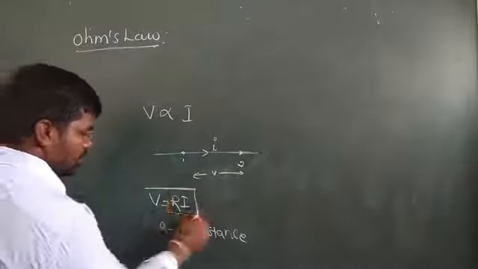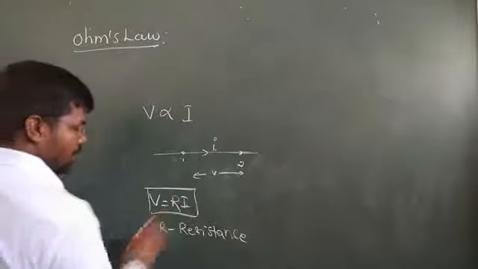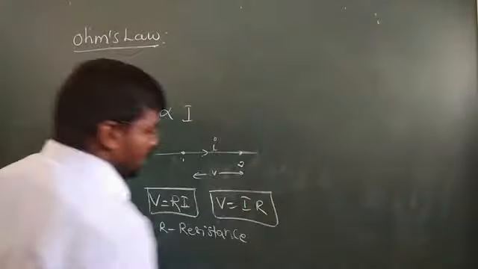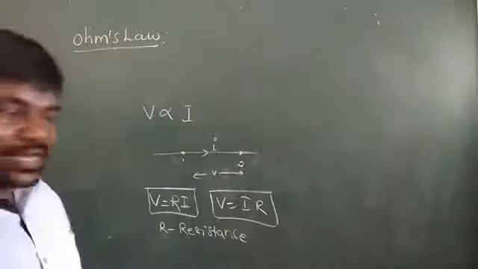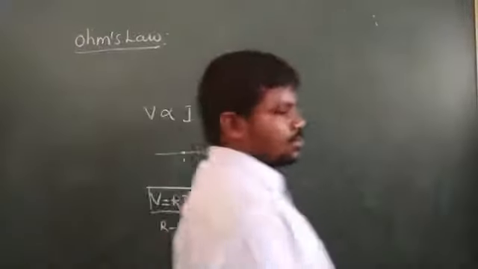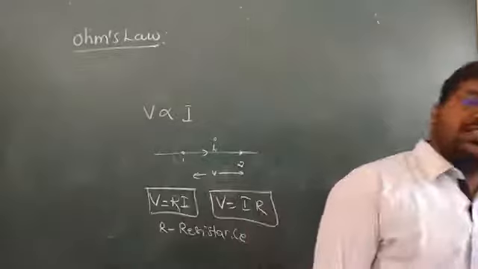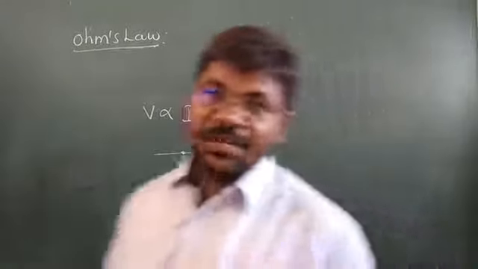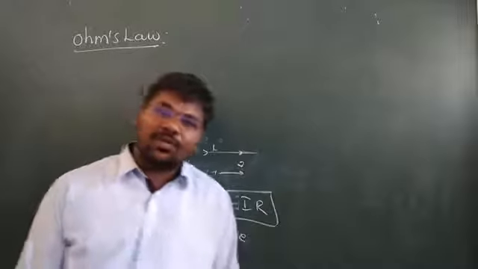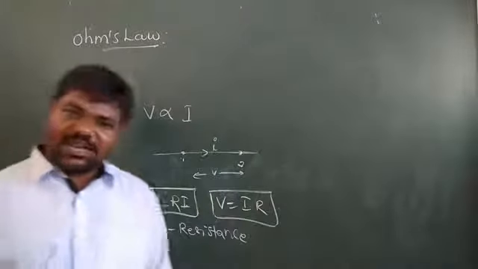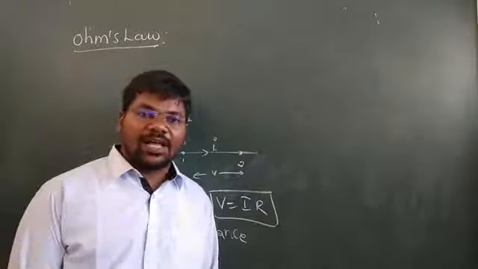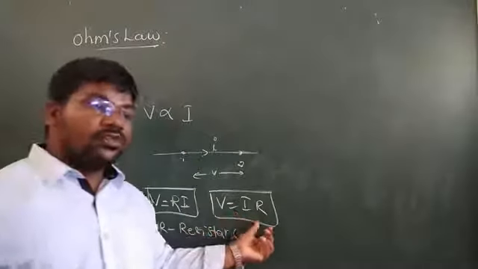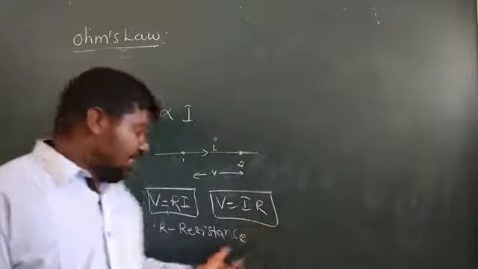This V is equal to RI, or V is equal to IR, is called Ohm's law. At a constant temperature, the potential difference between 2 points in a conductor which is directly proportional to the current flowing through a conductor is called Ohm's law. V is equal to IR. Here, the new term is resistance.